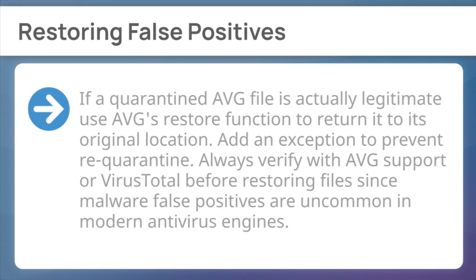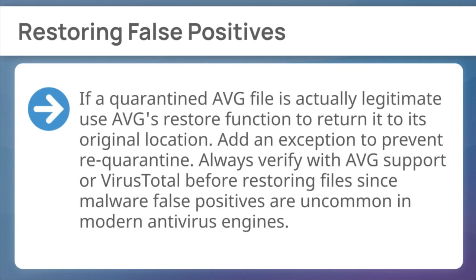Next, restoring false positives. If a quarantined AVG file is actually legitimate, use AVG's restore function to return it to its original location. Add an exception to prevent requarantine. Always verify with AVG support or VirusTotal before restoring files, since malware false positives are uncommon in modern antivirus engines.